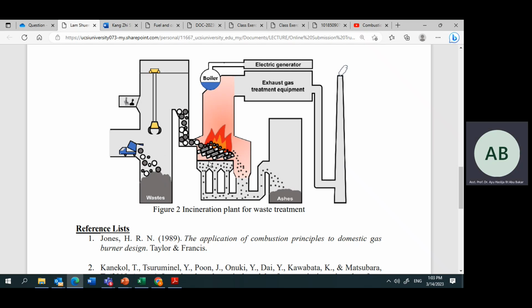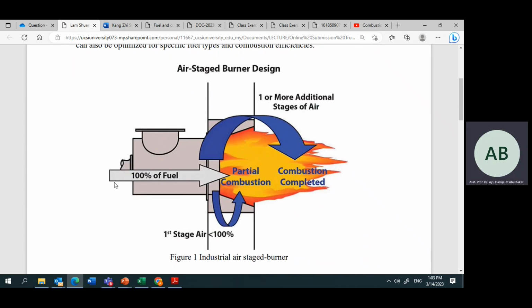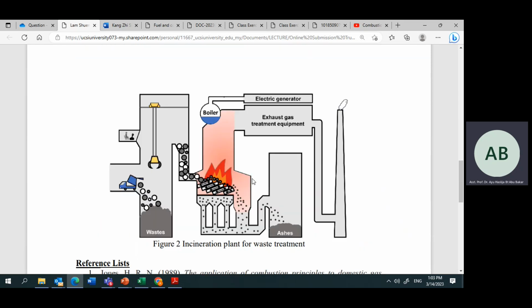Okay, burner. So for the burner, you inject the fuel and combustion occurs over here. For the incinerator, the burner is at this part, you inject the fuel and the combustion occurs over here. So incinerator is the whole system where the waste is dumped on the burner to be combusted, right? Is the waste over here considered as fuel or not? No, why do you say so?